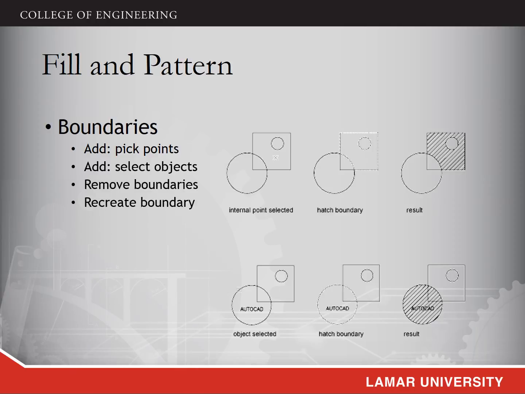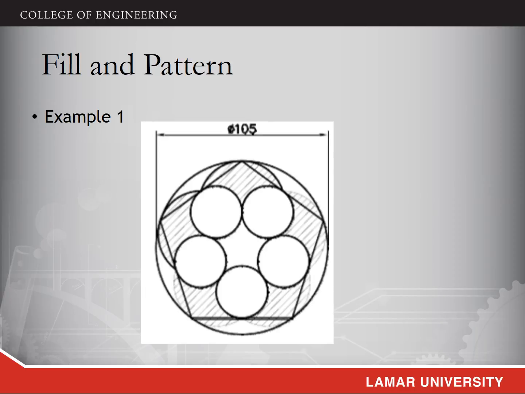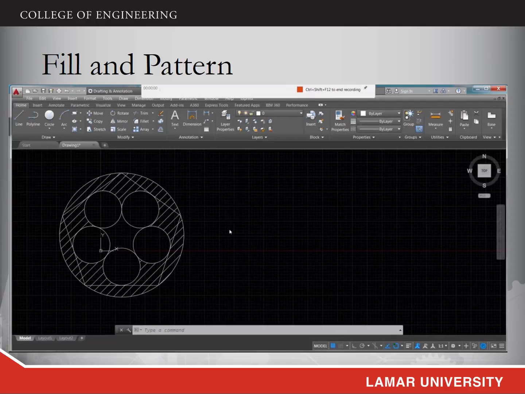Also, the command can provide some functions for you to remove the boundaries and recreate some boundaries to your current drawing. Now I will show you how to use the hatch command and all the previous two-dimensional editing commands to finish the figure in this example. In this example, we only know the diameter of the circle, which is about 105 units. Inside of the circle, there is one pentagon, and inside of the pentagon, there are 5 smaller circles which are all tangent to the edges of the pentagon.